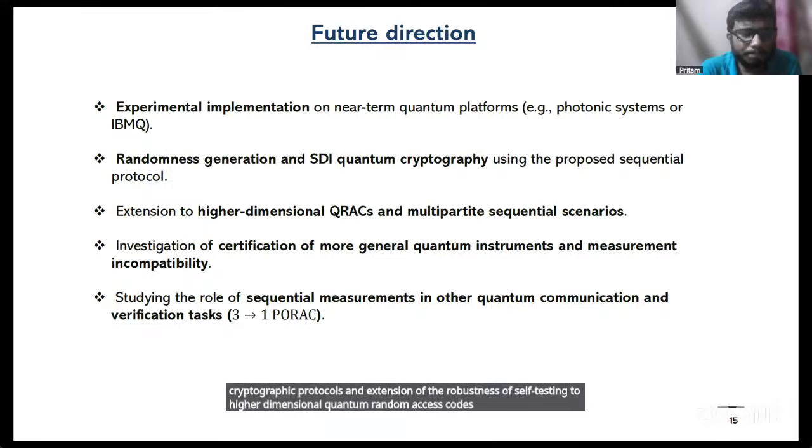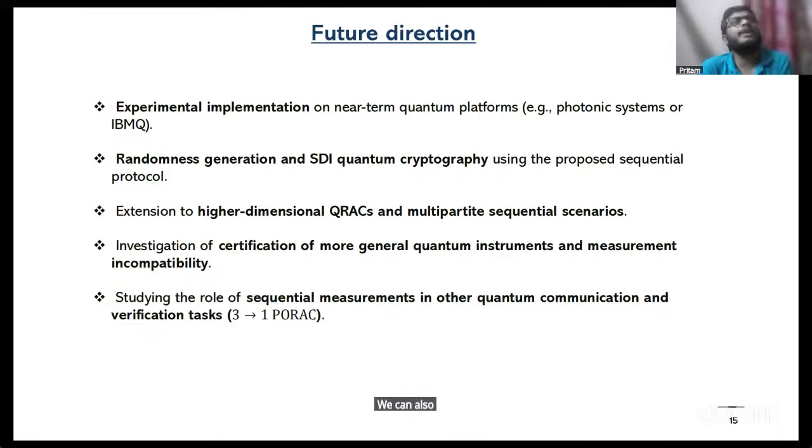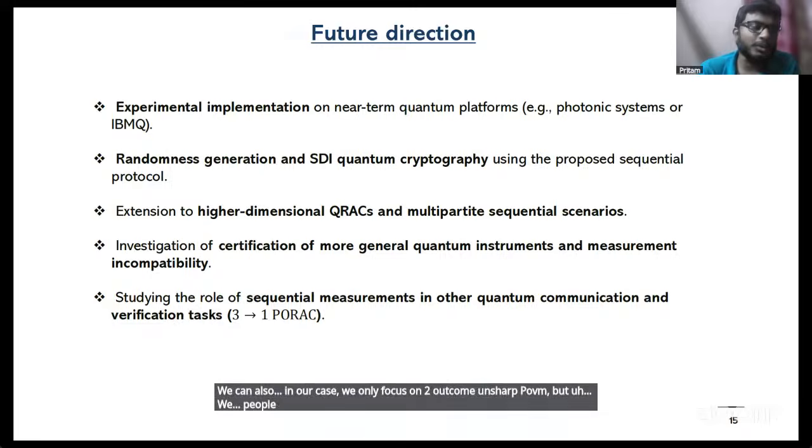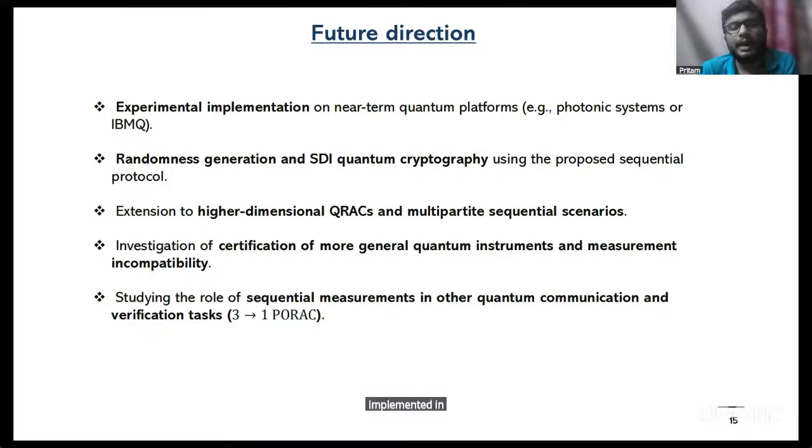And in our case, we only focus on two-outcome unsharp POVM, but people can also certify the more general quantum instrument and measurement incompatibility using this type of sequential game. And this type of sequential game can also be implemented in different types of other oblivious communication complexity tasks also.